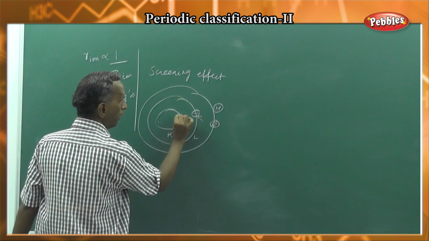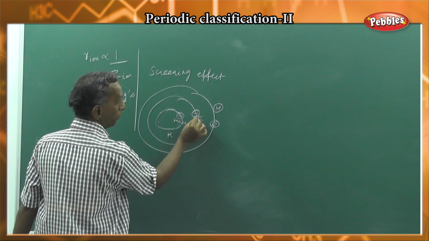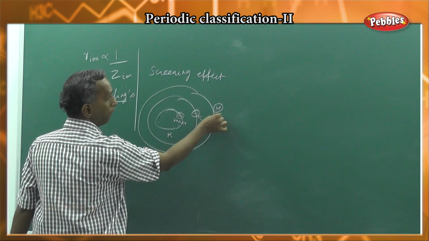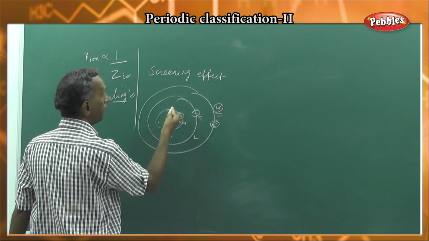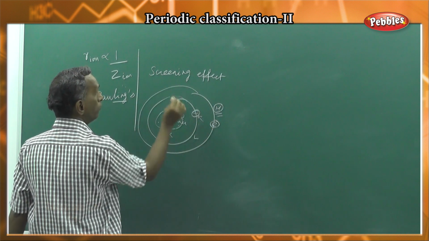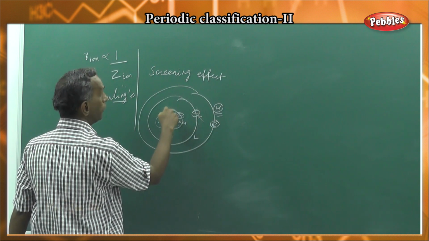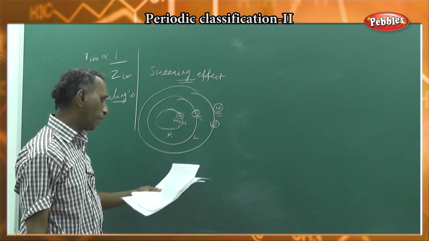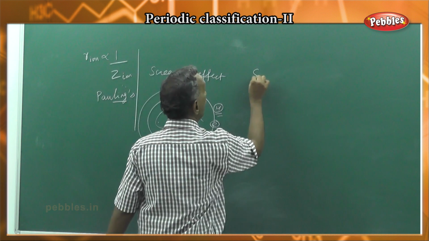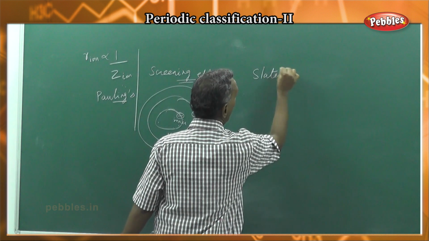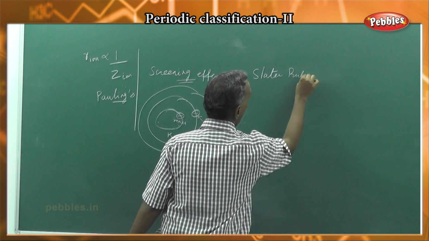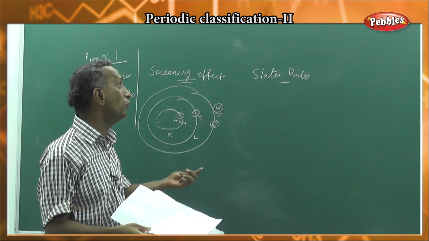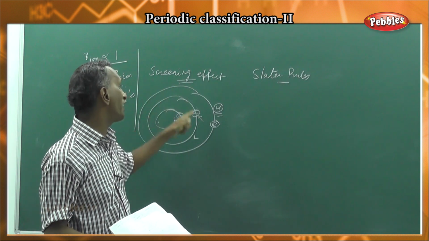All electrons carry the same negative charge. So the L shell acts as one screen for the M electron, and the K shell acts as another screen for the M electron. The screening action differs from shell to shell, and that is given by the screening effect. The screening effect of different electrons was proposed by what are called the Slater rules.